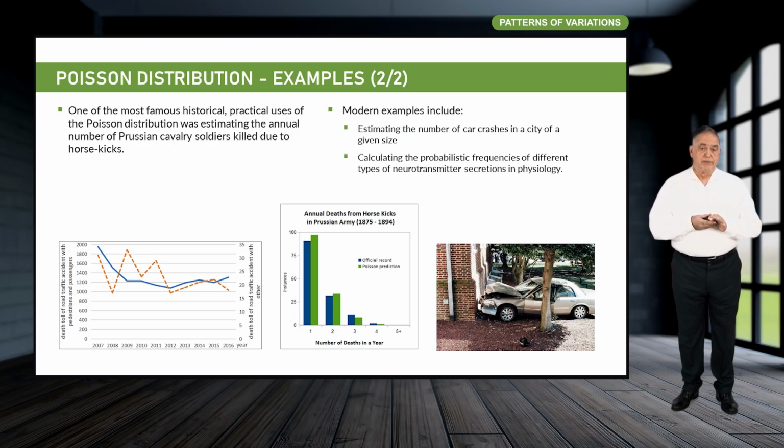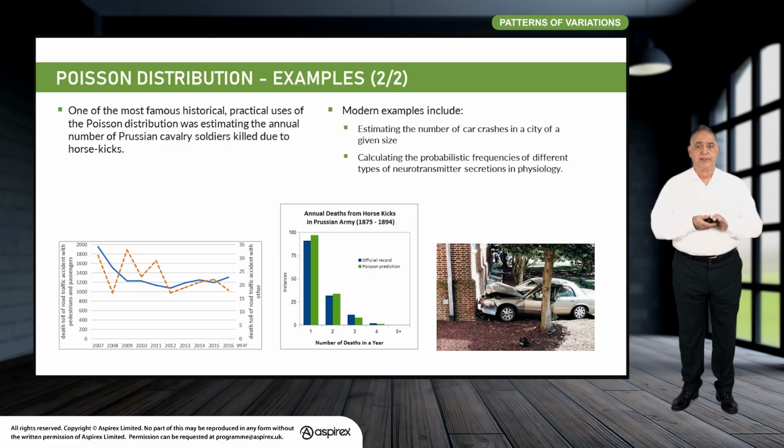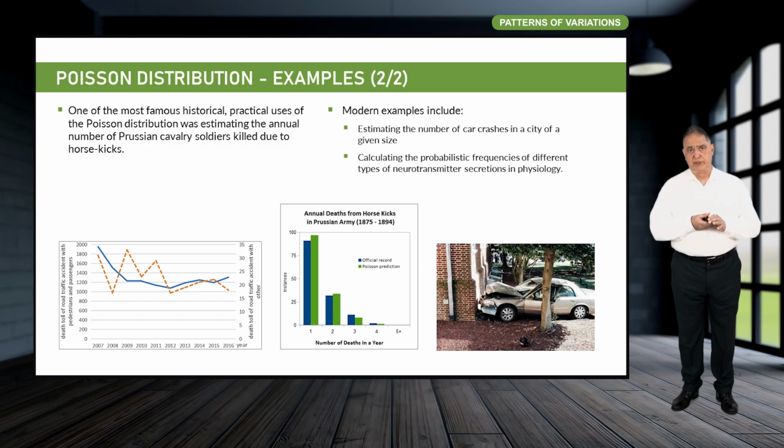Some modern examples may include estimating the number of car accidents or car crashes in a city of a certain population size, for example, 500,000 people, or calculating the probabilistic frequencies of different types of neurotransmitter secretions, if we refer to the field of physiology.